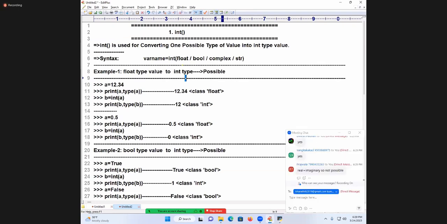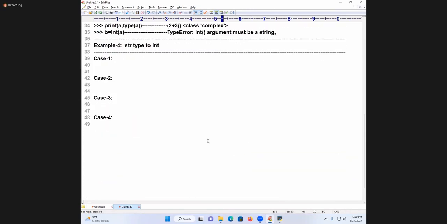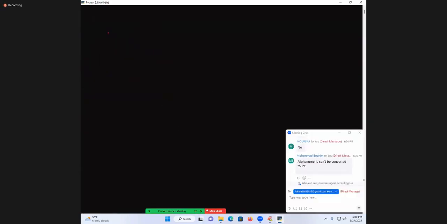Can I convert float into int? Yes. Bool into int? Complex into int? No. Now I am coming to str. Dear students, coming back to the point, in this case you take the str related values.